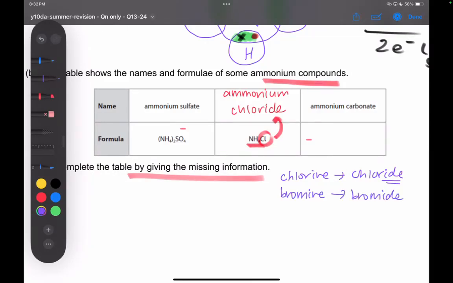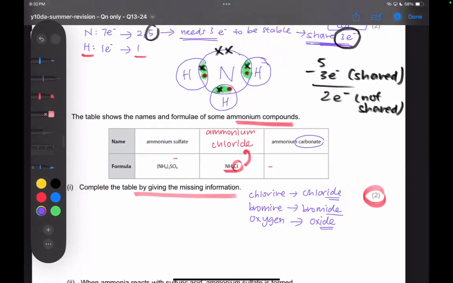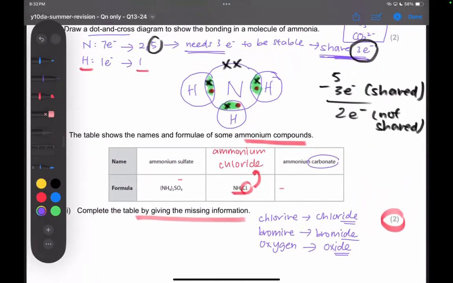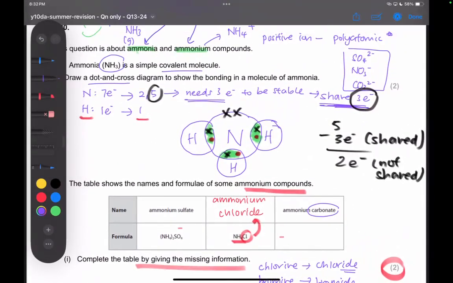So it's very similar to oxygen as well. All the non-metals will go through this. Oxygen becomes oxide. So -ide at the end. Okay. So next one is carbonate. In the beginning of the video, I mentioned the polyatomic ion, and carbonate is actually over here. So it's actually the CO3 with a charge of 2 minus.